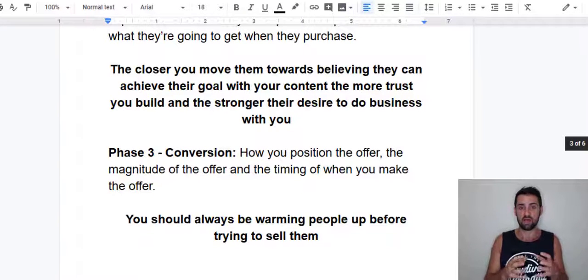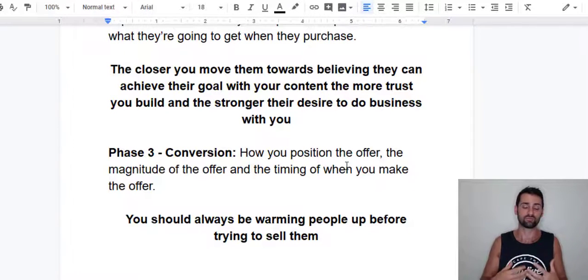So you need to be aware of exactly how you're positioning it, because you don't want to be offering it to people that haven't gotten to know, like, and trust you on that deeper level just yet, because if you do that, they're just going to run away. So you need to first warm them up, and this is really where a lot of people go wrong. They go out there and they're so eager to make money.